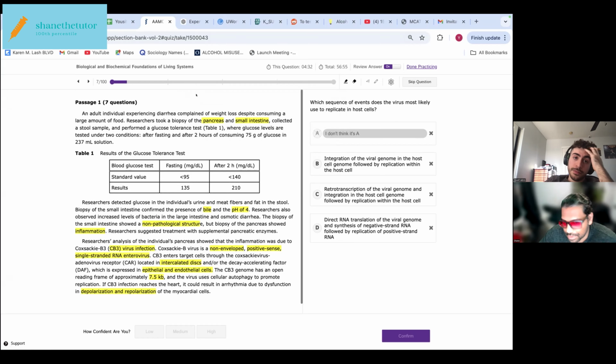But you see how this is saying you're integrating the viral genome into the host cell genome? That means you're taking the host cell genome and mixing in the viral genome. But that can't be, because the viral genome is RNA and the host cell genome is DNA, so they can't be integrated that way. So you want to be careful whenever you say they never talk about this in the passage, right?